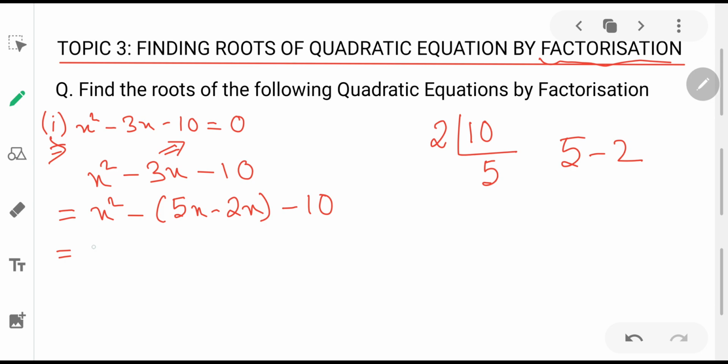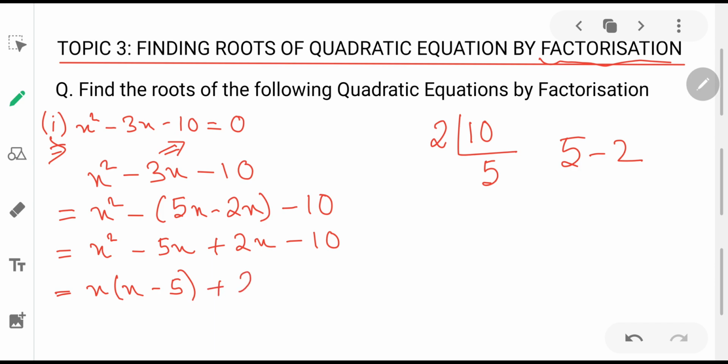So, here what you will get? You will get x square minus 5x plus 2x minus 10. Before 5x we had plus, it became minus. Before 2x we had minus, it became plus. Now, you need to take common. What can you take common from the first two terms? We can take x as common. So, we will get x minus 5. From the third and fourth terms, what can we take common?